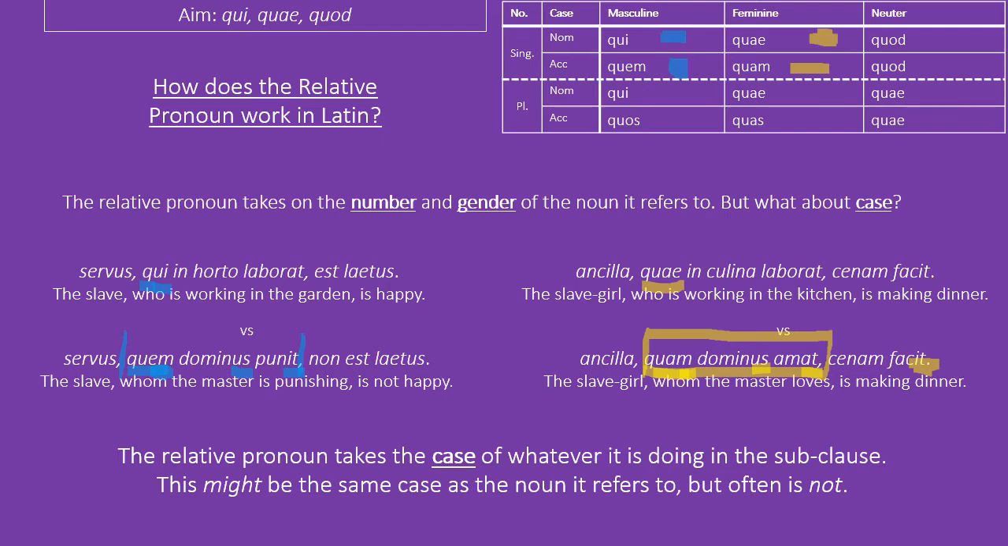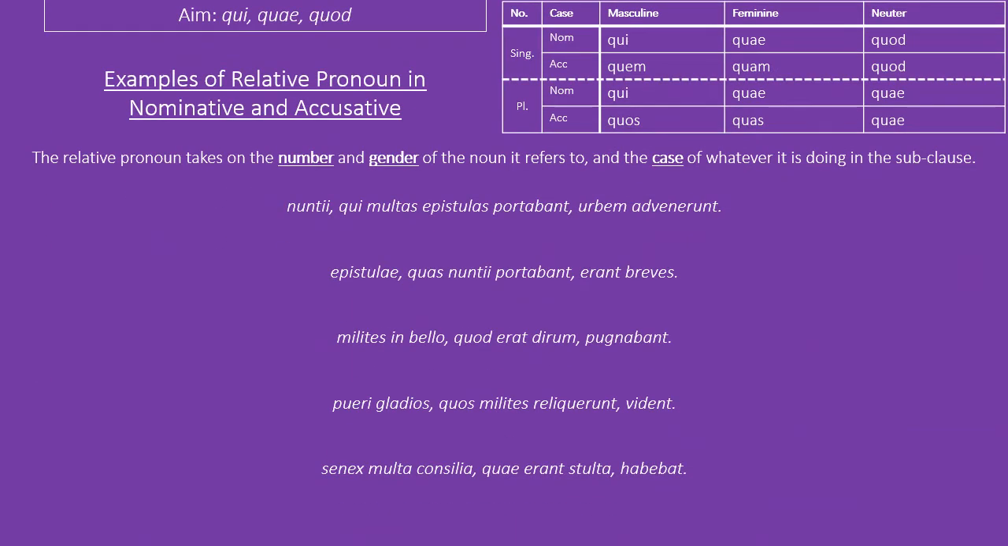Sometimes it's the same as the version that it refers to, that is to say, the noun that it refers to, but often it's not. So let's look at some more examples. This would be a good opportunity, if you want to do it by yourself, to pause. So 3, 2, 1. The nuntii, so we're thinking, okay, nuntii quae. So quae up here, it's probably going to be nominative plural because the nuntii are probably nominative plural because they're the first thing in the sentence.